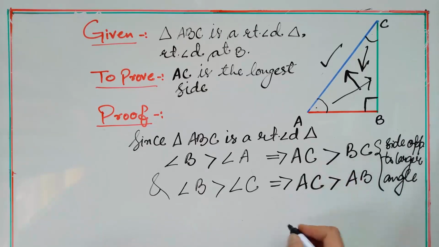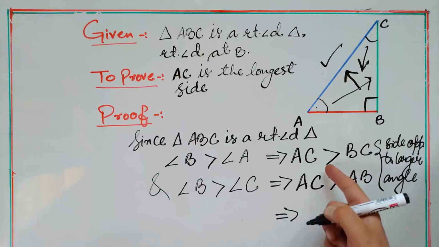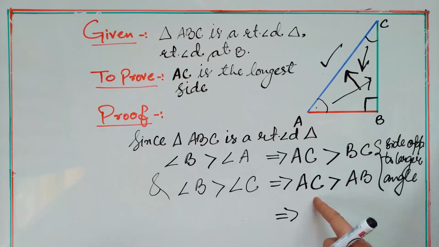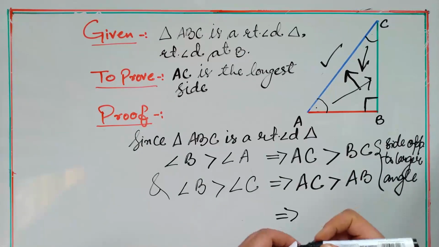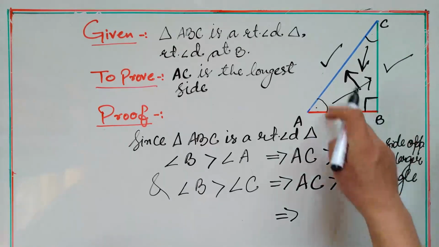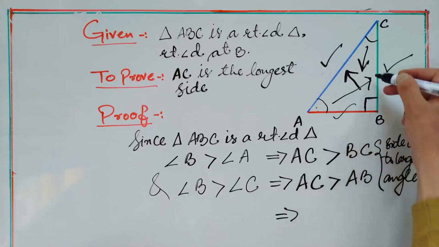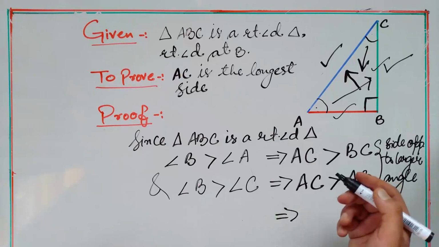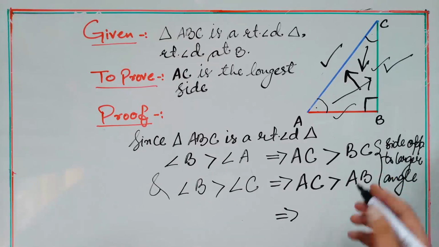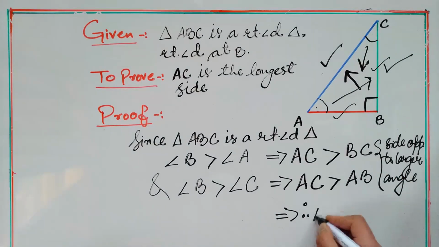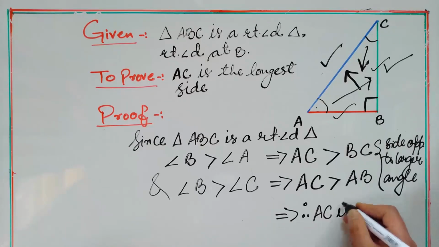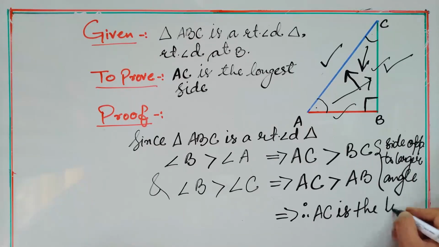So now, can you tell me what can you interpret from this? AC is greater than BC, AC is greater than AB. That means in this triangle, AC is greater than both the remaining two sides. That gives us AC is the longest side. So we can write down, therefore, AC is the longest side. This proves our question number 1.